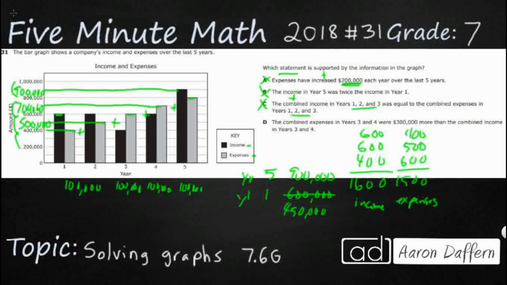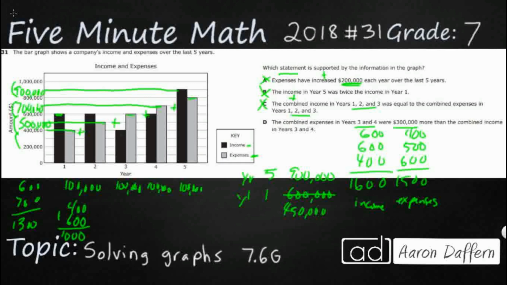The combined expenses in year 3 and 4 were 300,000 more than the combined income of years 3 and 4. Okay, so let's do expenses of 3 and 4. So expenses is the light one, 3 and 4. So that's going to be, let's see, 600, and that is 700. All right, so 1,300. That's supposed to be $300,000 more than the combined income, dark bar. I've got my 400, and then I've got my 600. All right, so that is 1,000.